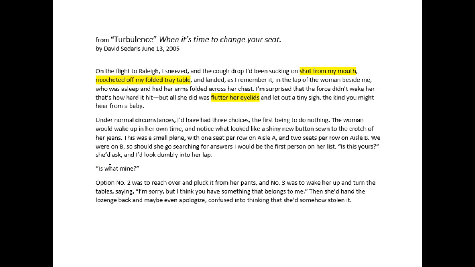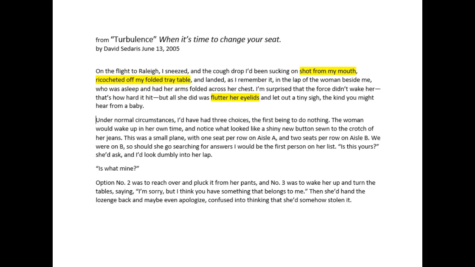Notice this hypothetical situation adds humor, thus engagement, and it explains the main point of the situation. Let's put brackets around information that explains this author's controlling idea. The controlling idea, of course, is similar to our thesis statement for our expository essay. The controlling idea is that the man, David Sedaris, is in trouble and he needs to get out. Of course, the trouble being his cough drop is in a woman's lap.